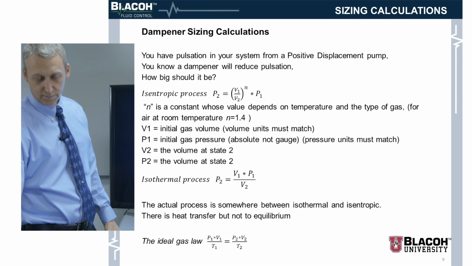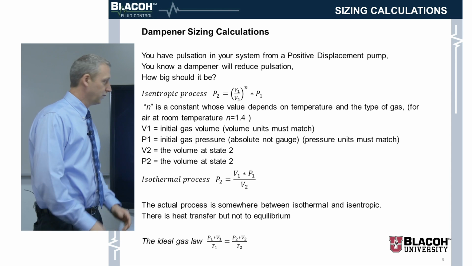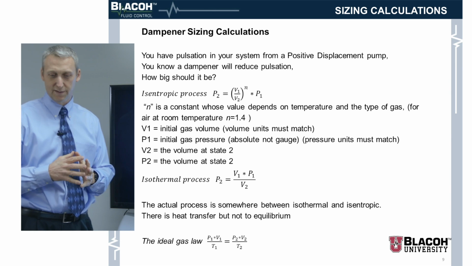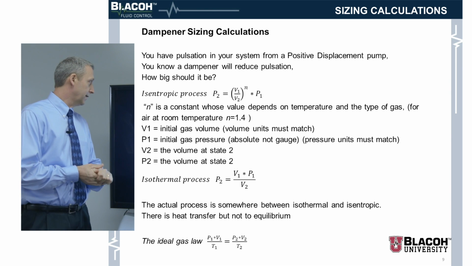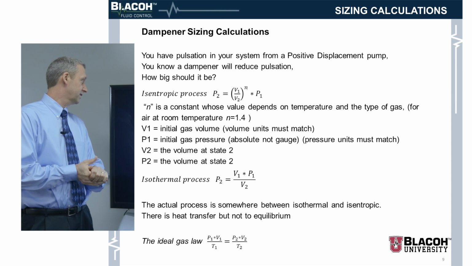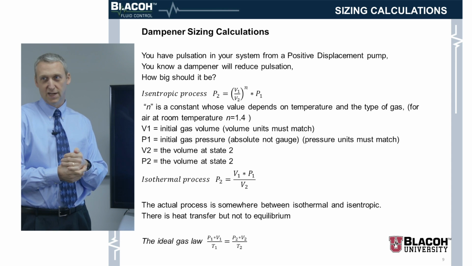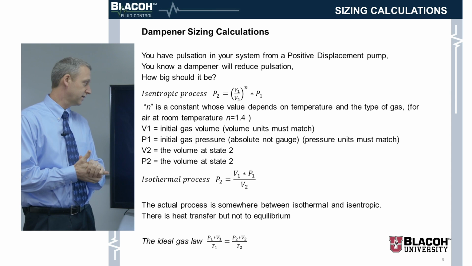So we develop a factor that kind of takes that into account, but let's go through a little bit of the math first. Okay, we have pulsation in the system. You know you need a dampener to get rid of the pulsation. How big should it be?